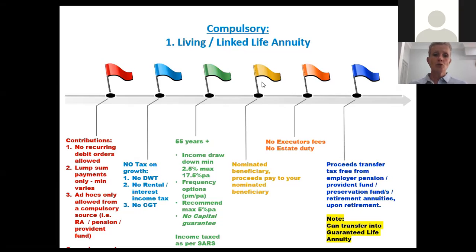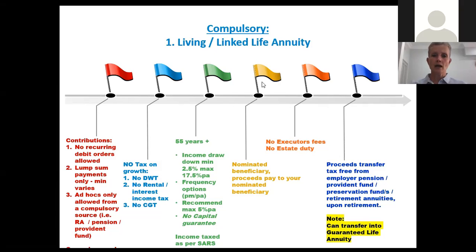So no recurring contributions are allowed into this product because it is a transfer product from a pension fund or a provident fund or a retirement annuity. So it would be a lump sum transfer only. Additions are allowed, but only if it's coming from a compulsory source. In other words, it doesn't have to be the same company again. So you could have a retirement annuity with Allan Gray, and you could have a preservation fund with Sanlam.